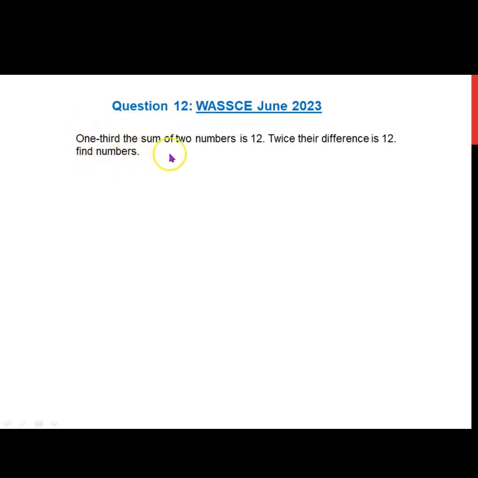So how can we find the numbers? The first thing that should come to your mind is that we can use something to represent the numbers, because they are unknown to us, but we are asked to find their values. Now, let the two numbers be x and y.